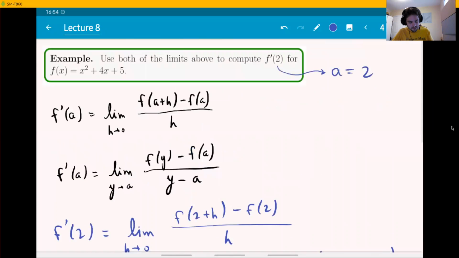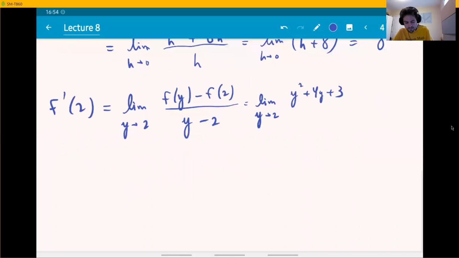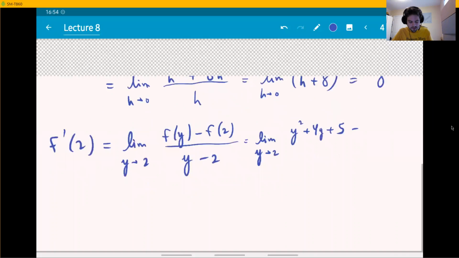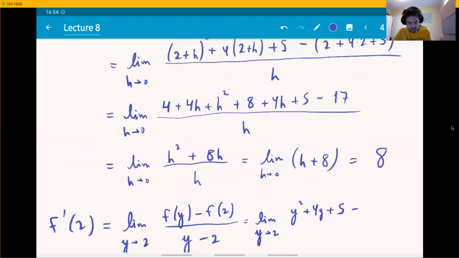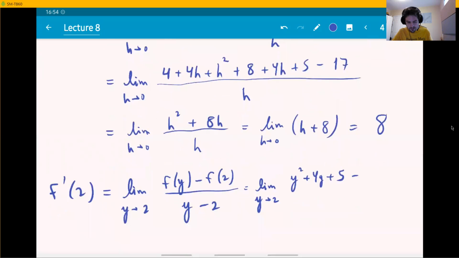Just checking. No, plus 5 in the end. Sorry. All right, that's f of y. What is f of 2? We computed this above. It was 17. 2 squared is 4, plus 8 is 12, plus 5, 17. Divided by y minus 2.